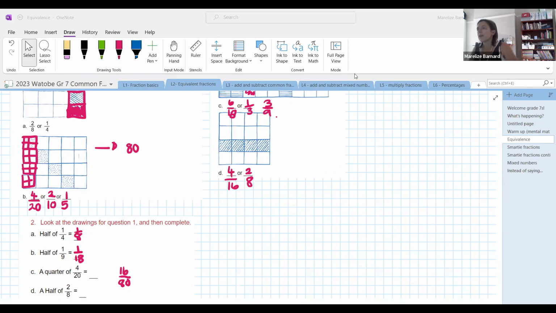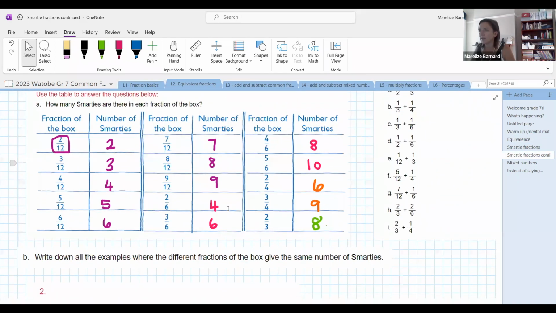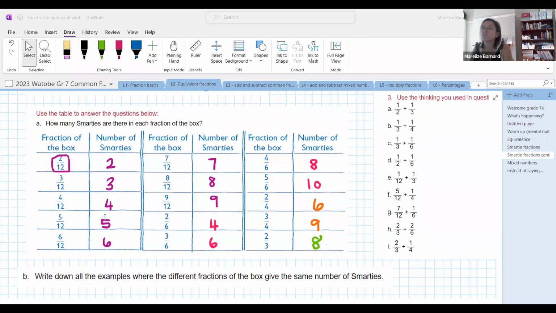All right, but we're going to move on now back to our Smarty fractions that we did on Monday. Just watching the time here because it's already 17:35.